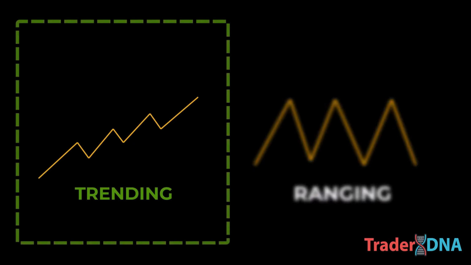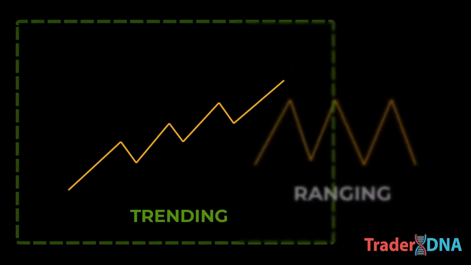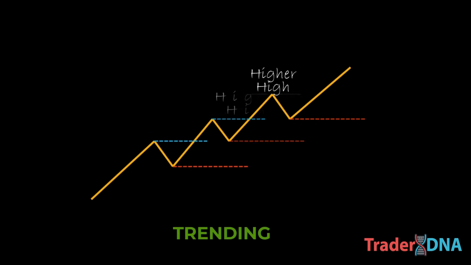In a trending market, price moves in one dominant direction, either up or down. Let's focus on an uptrend. In an uptrend, price pushes upward, forming a sequence of higher highs and higher lows. This pattern shows that buyers are in control and momentum is driving the market higher. Take a look at this classic bullish structure. Price keeps respecting previous lows and breaking new highs. This is what we call an ideal ascending market.